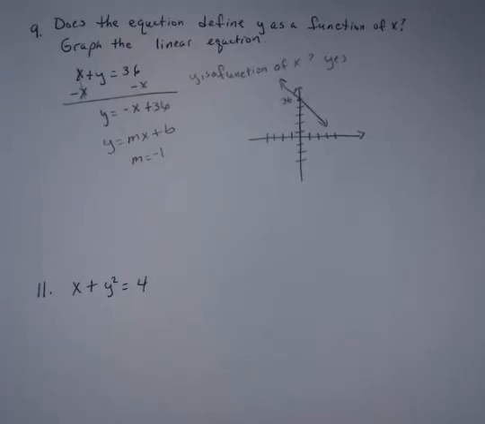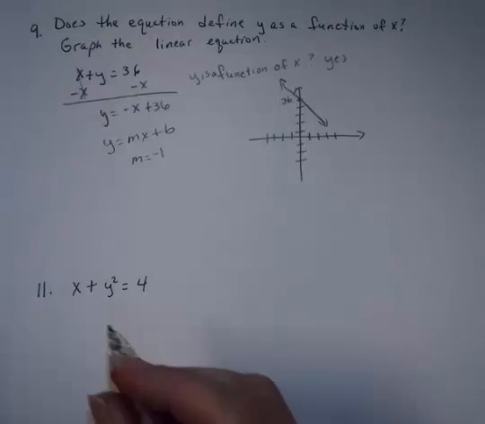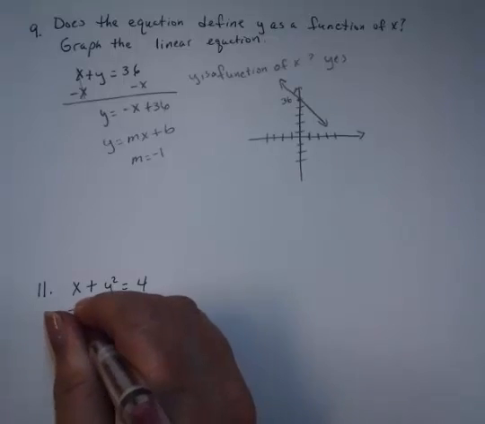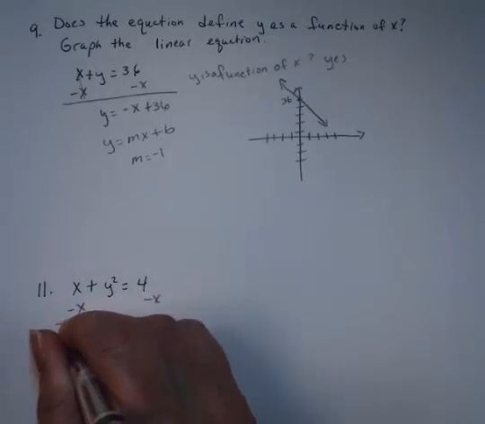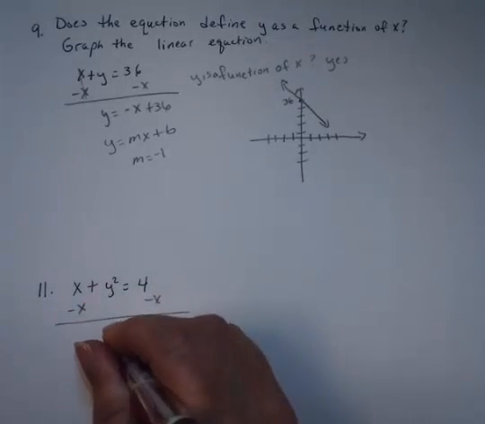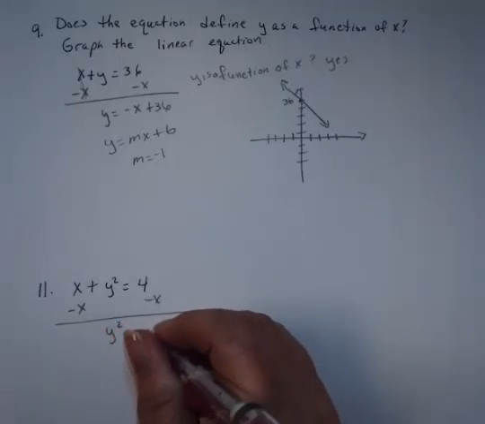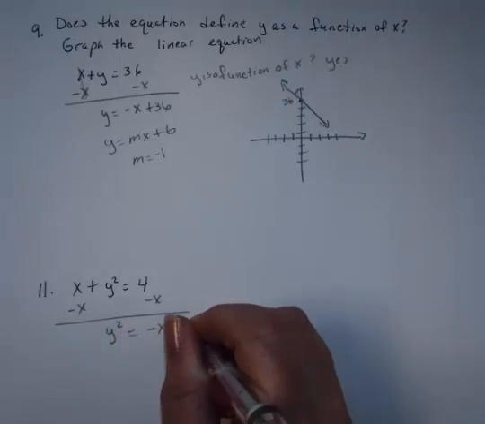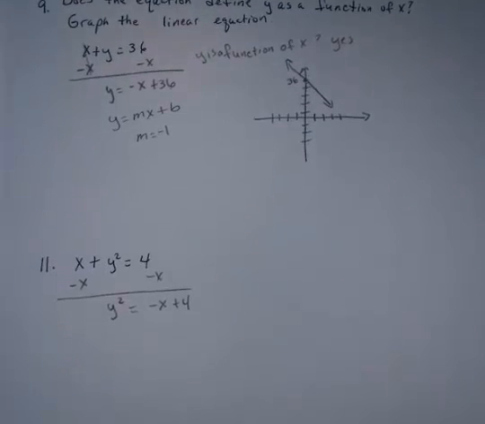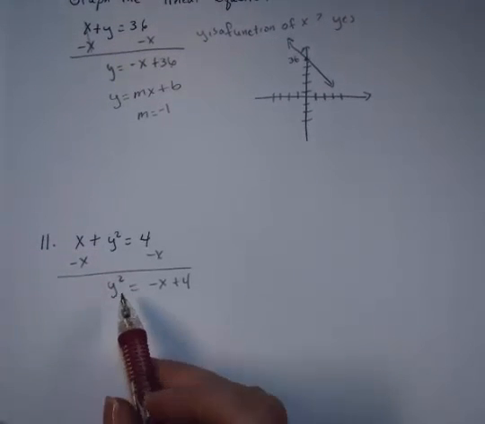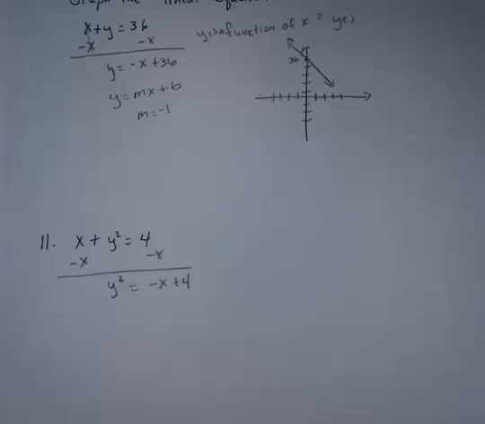The next one we're going to look at using the same instructions is number 11 on your review, and we're going to do the same thing. So again, we're going to subtract x from both sides, and we will then get y squared equal to negative x plus 4. Now again, as we look at this, we can see we've got a squared here. That's our first sign. We talked about this in class, that if we have that squared, that usually means we're going to get 2 answers.